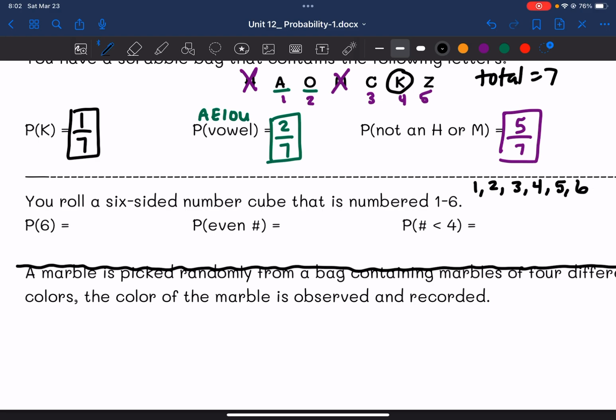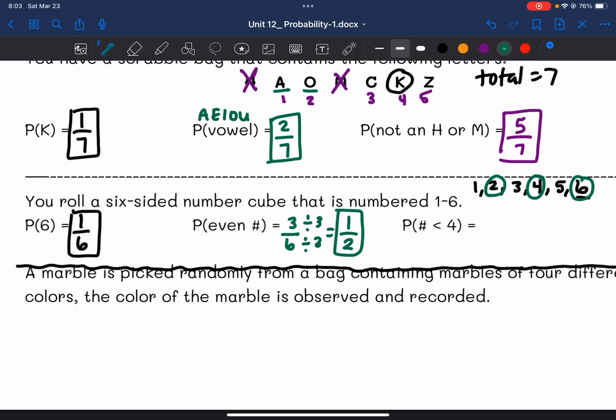Okay, so here, probability of 6. I see that there is 1 six out of the 6 total possible outcomes. So that would be 1/6, and that's the final answer. Then here it says probability of even. The even numbers are 2, 4, and 6. So that is 3 out of 6 numbers. I need to simplify this fraction, so I know that I can divide the top and the bottom by 3. That is going to give me 1/2. 1/2 is the final fraction.